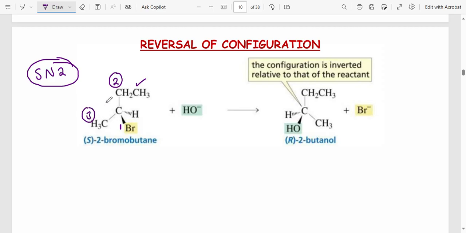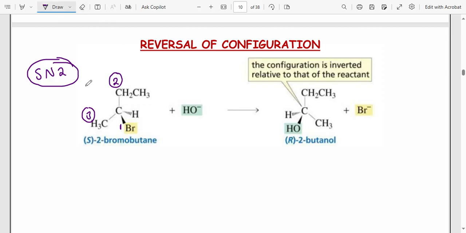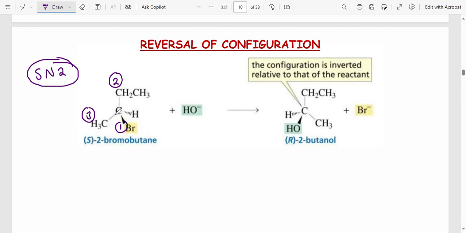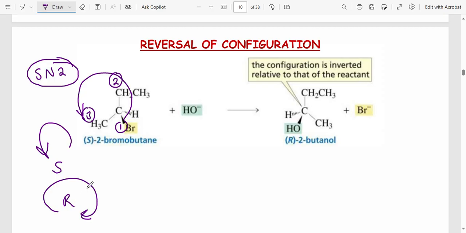Now, the least priority is going to be hydrogen, which we don't even show, and it's supposed to be number 4. And then you count the numbers from 1 to 2 to 3. Look at how the arrow will move. So the arrow is going in this direction. Okay. So this is known as this configuration. If the arrow is going like this, that's known as the R configuration.